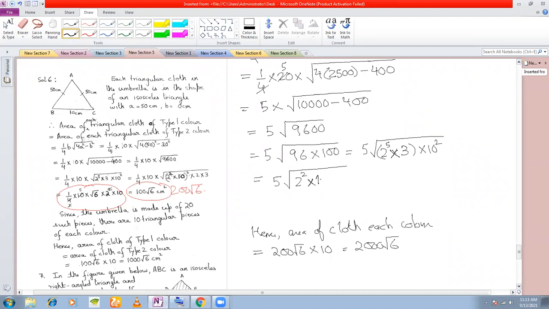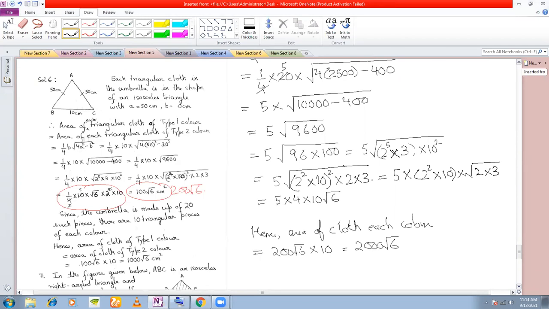Okay, and therefore if you take the squares together, this is what you are left with. So therefore 5 into 2 square into 10 into root over of 2 into 3. So what you get here is root 6. Should be 20.